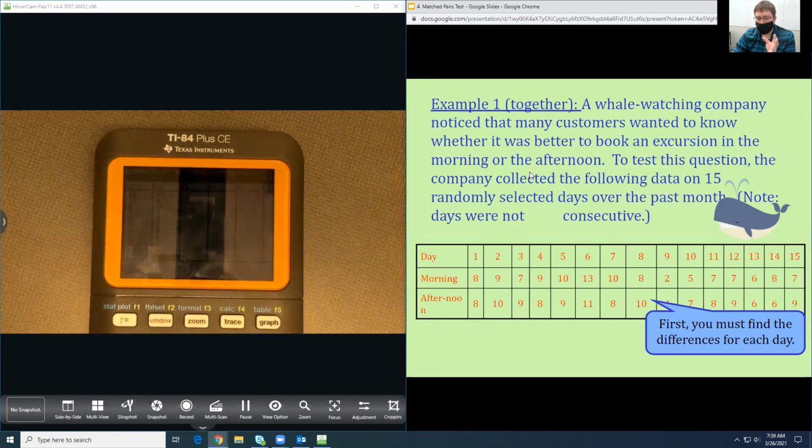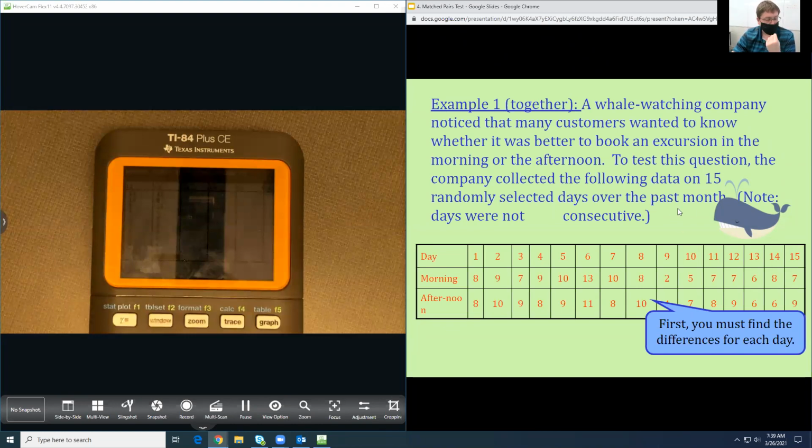First, you must find the differences for each day. So if you remember, the whole point of this unit, number 7, once we've gotten to all this two sample stuff, the whole point is measuring the differences between the two. And that's what this question is asking us. Is there a difference between the morning and the afternoon so that we can tell customers, yeah, if you want to see more whales, then come out in the afternoon or morning or whatever we find is the difference? So that's what we're looking for in this one.